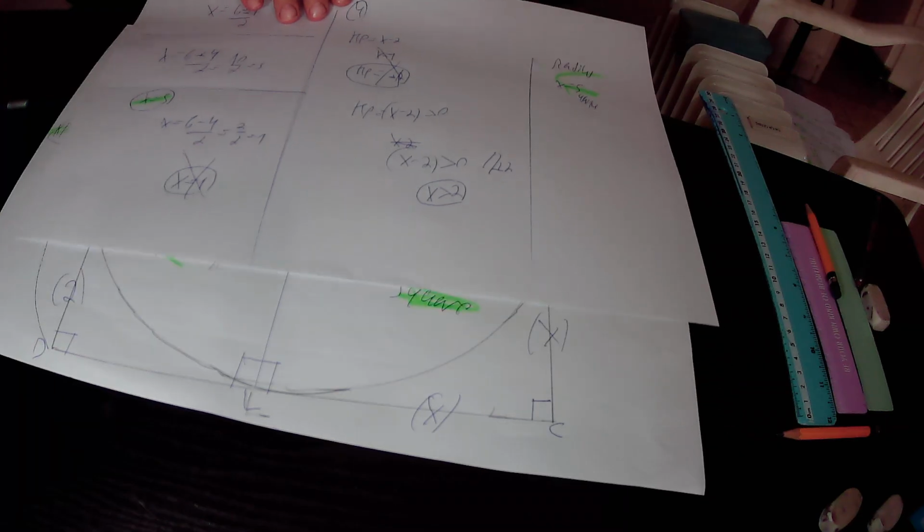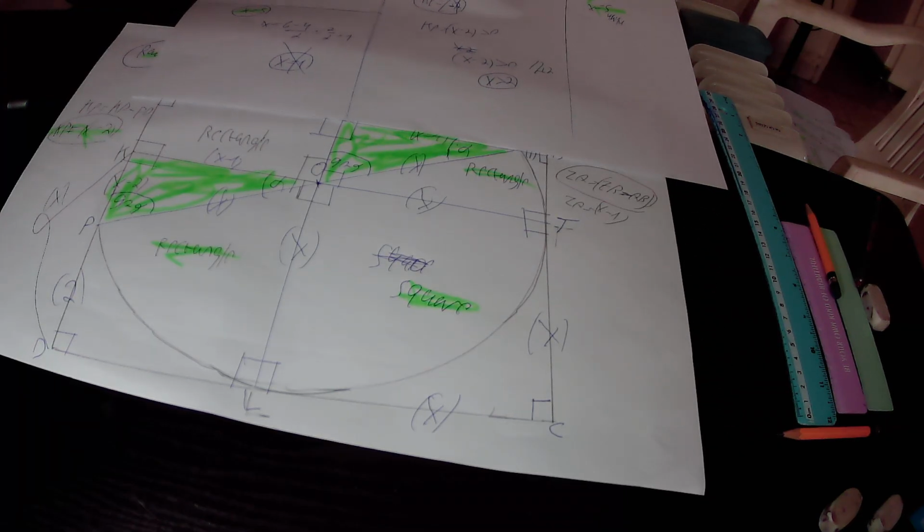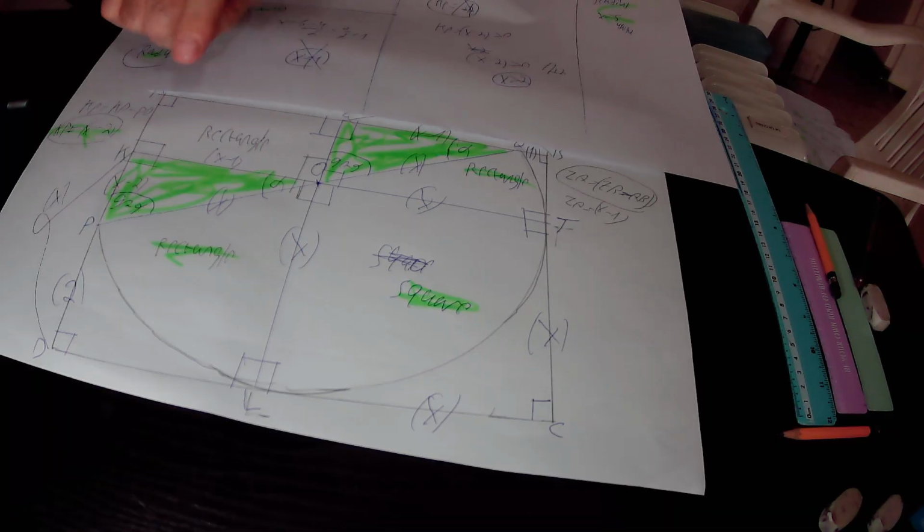Therefore we have to live with the other solution for x. That is to say the radius x of this semicircle equals 5 units in its length.